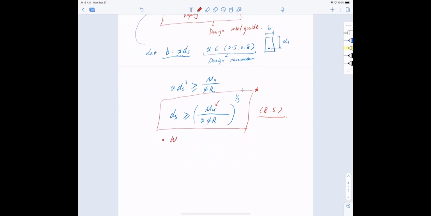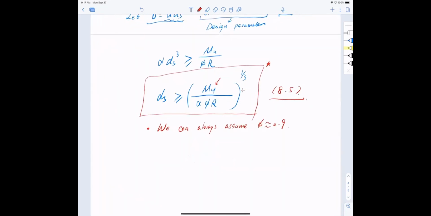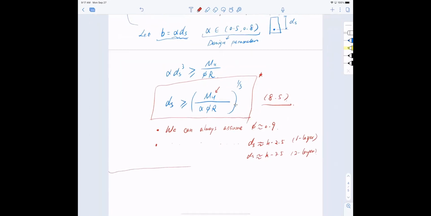One, we can always assume the strength reduction factor phi is approximately 0.9. Always assume that. Also, we can always assume the depth of the section ds is equal to h minus 2.5 for one layer of reinforcement, and ds is approximately h minus 3.5 when there are two or more layers of reinforcement. With this, we have our design rule: how to design a section if I don't know anything.